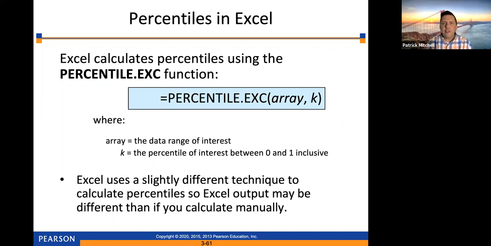If you're doing this in your real life, then it really doesn't matter all that much. If there are a group of you in the office that are calculating percentiles, I would just say make sure you're all doing it the same way.